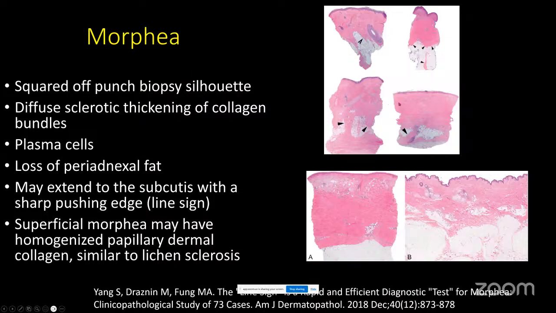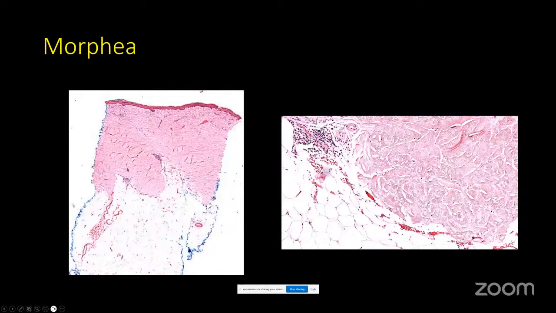So the biopsies, you've got the collagen being replaced by sclerotic collagen, and so you have a very sort of squared off biopsy. You also have, as it goes into the fat, it goes with a pushing border. So you have what's been referred to as a line sign. Here, this is from Max Fung and colleagues article. A lot of times you're going to see plasma cells. Sometimes you'll get a biopsy from the back and it might look a little like morphea. If you saw periacrine fat, that helps to sort of show that it's just back tissue. Here's just another example with line sign here and plasma cells.